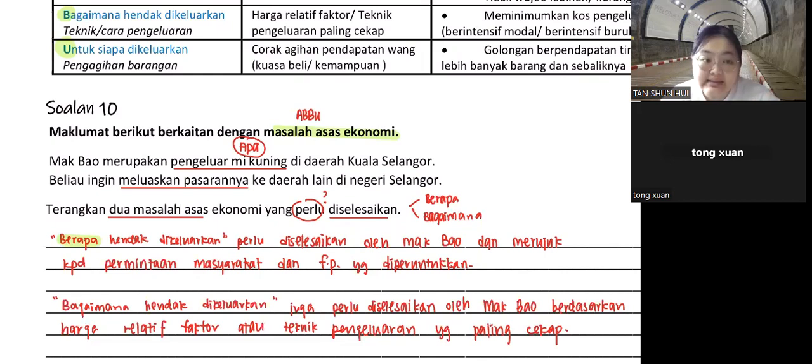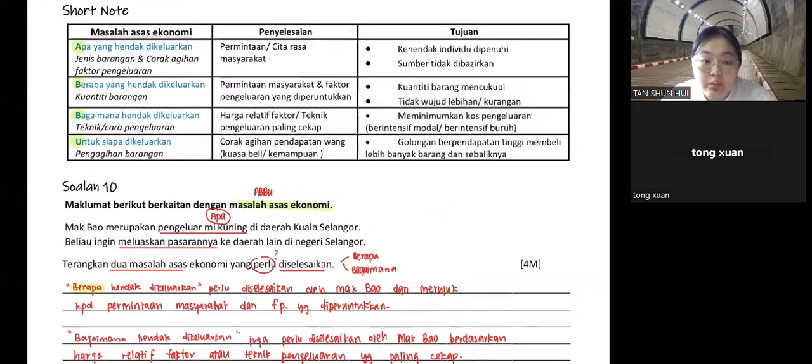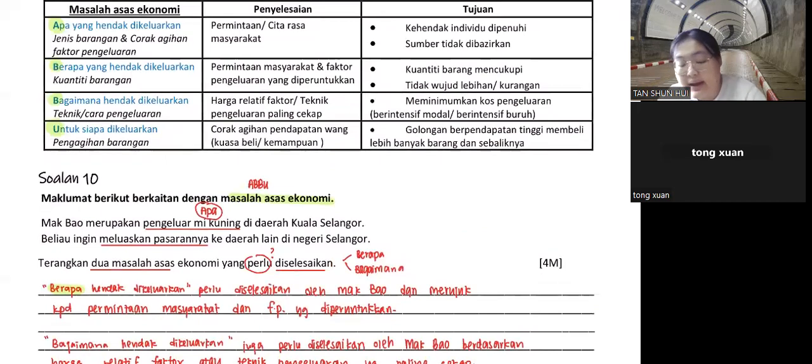This is masalah asas: apa, berapa, bagaimana, untuk siapa. Normally we will also tell how they solve the problem. So apa and berapa are based on permintaan. Bagaimana is based on teknik yang paling cepat or harga. Pengeluar untuk siapa is based on corak agihan pendapatan, based on the income level.